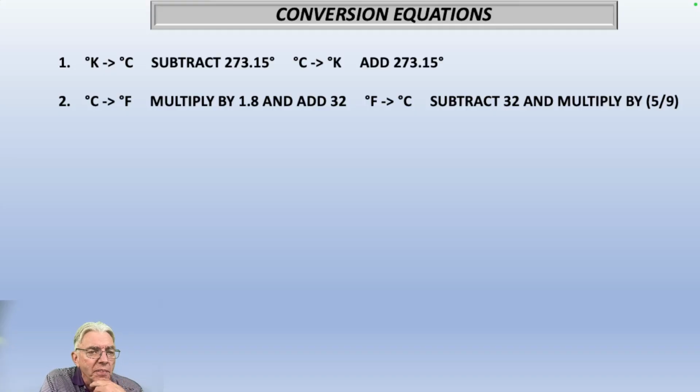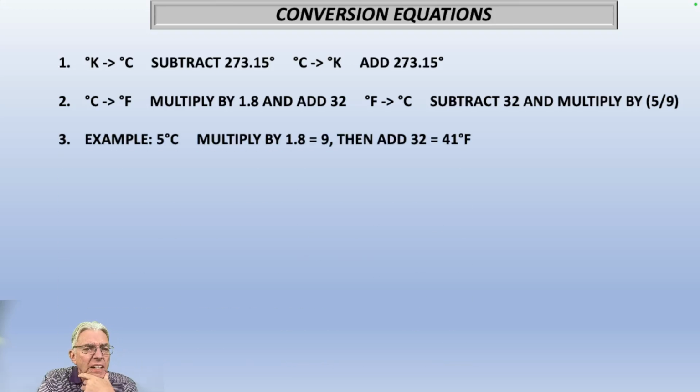You multiply the Celsius value by 1.8, or if you prefer a fraction form of that, 9/5, and then you add 32 to that. If you're going the other way, you subtract 32 first from the Fahrenheit reading and then multiply that number by 5/9, which is the reciprocal of 9/5 or 1.8, okay?